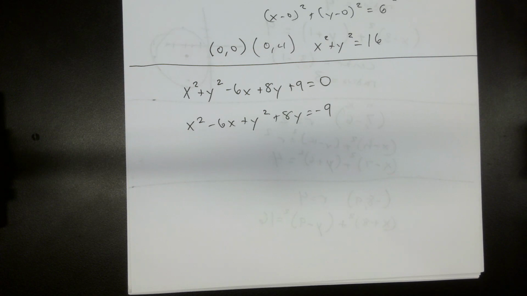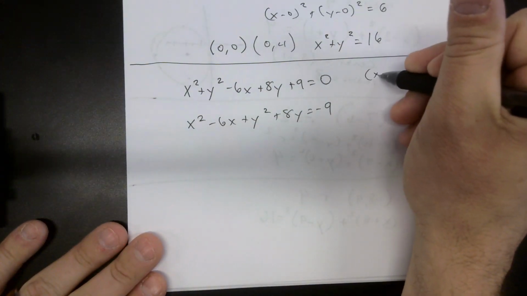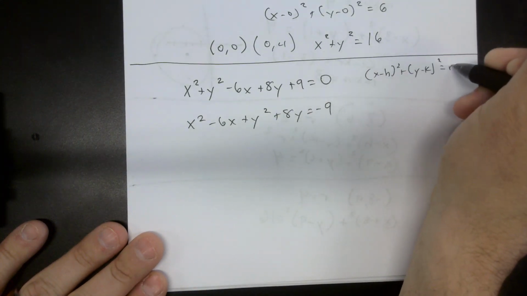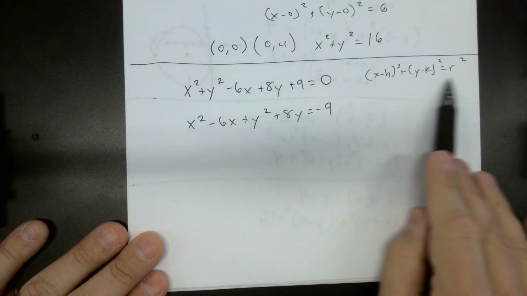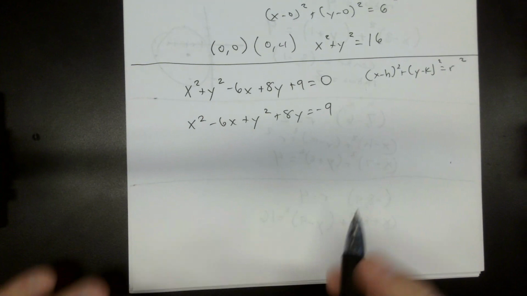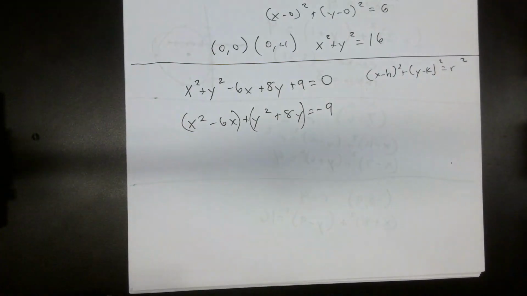Okay? So remember, our goal, just pause for a second, our goal is to get it into this form. Right? That's our goal. If we can get it into this form, we can see the center and the radius. So our next step is we're going to group x's and y's. Okay, we're going to ignore the y's. We're just going to focus on the x's right now.